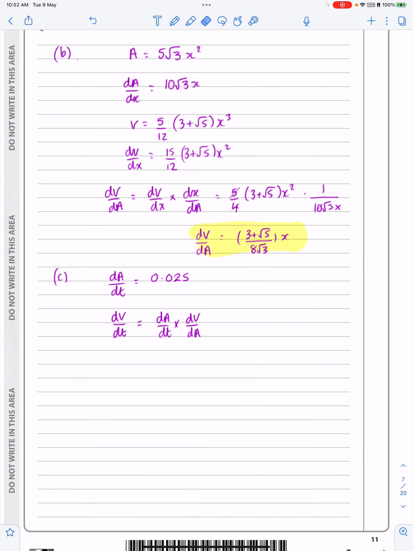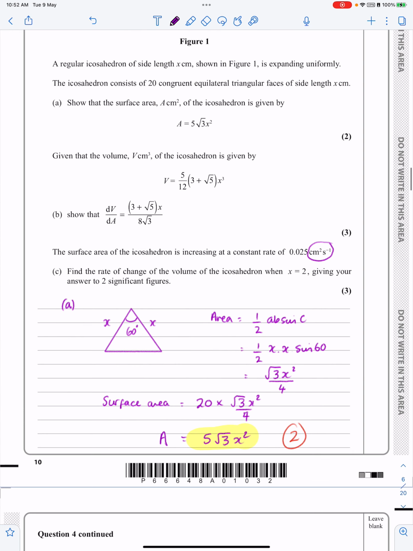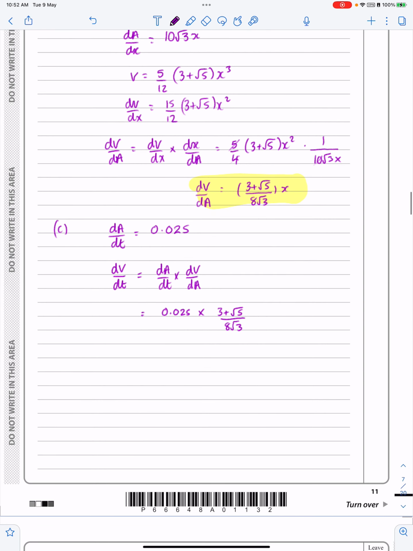So dV by dt, this is going to be quite quick now, isn't it? It is going to be equal to 0.025 multiplied by dV by dA, which is 3 plus root 5 over 8 root 3 times x, and we'll know that it's when x equals 2. Okay, when x equals 2. So that then gives me a final answer of 0.019. Okay, hopefully that makes sense to you all.